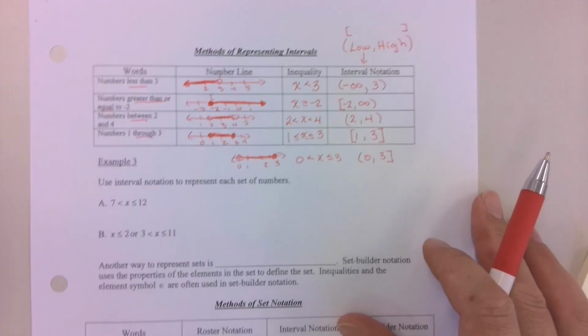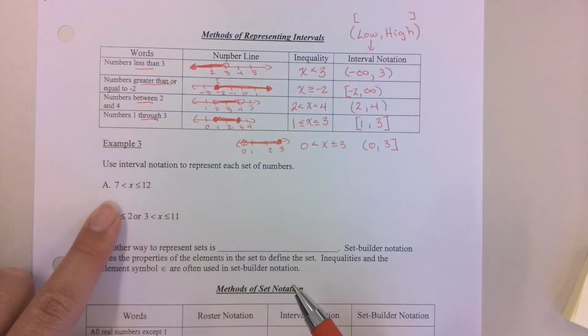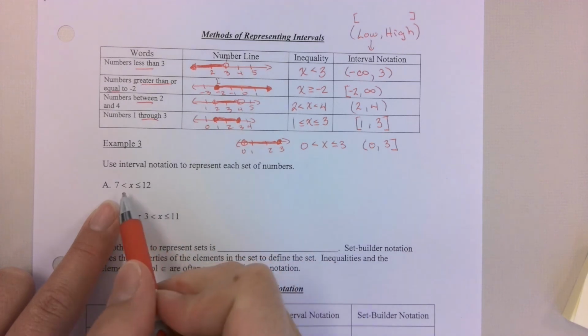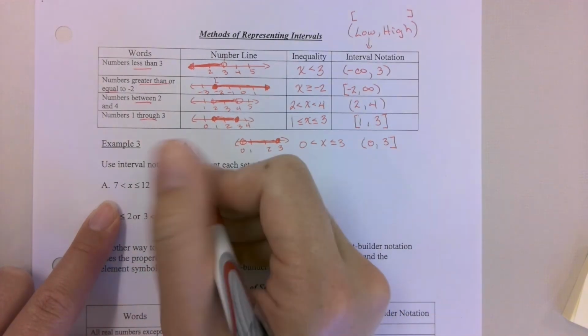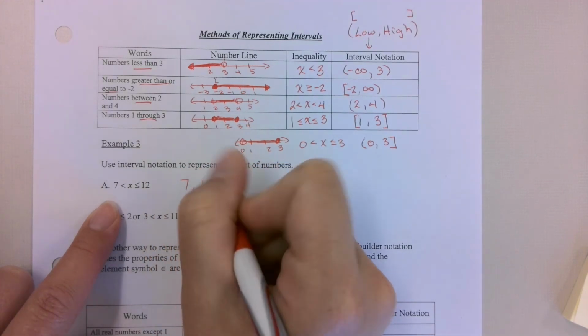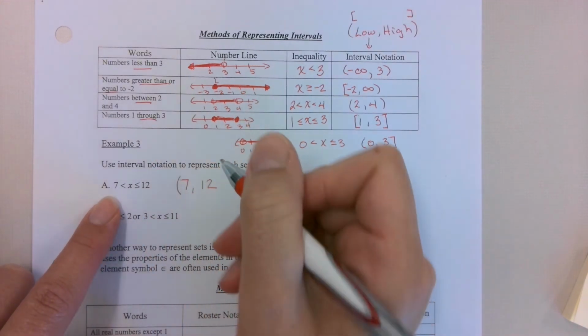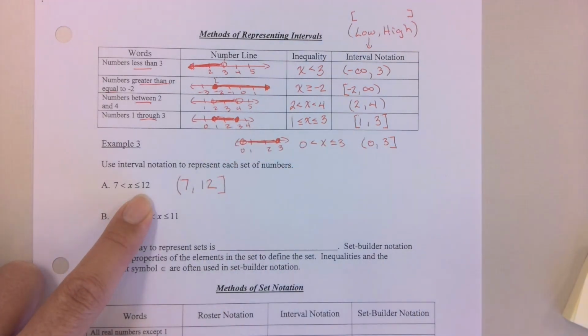All right, so here is an inequality, and we're asking to use interval notation to represent it. So there are infinite numbers between 7 and 12, but it includes 12. So the low is 7, the high is 12. This has a parenthesis because it'd be an open circle, and that has a bracket. And that is what your interval notation looks like.